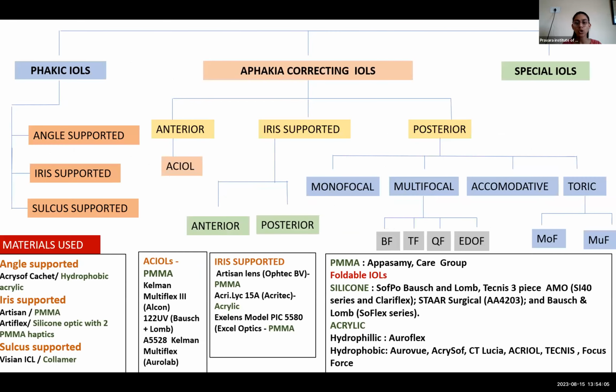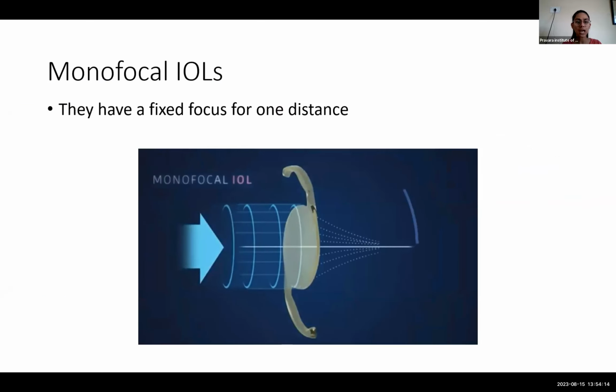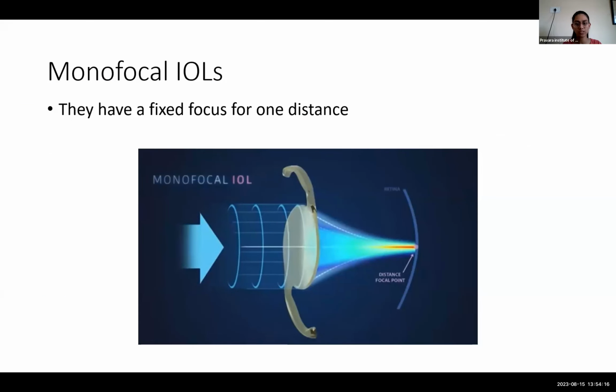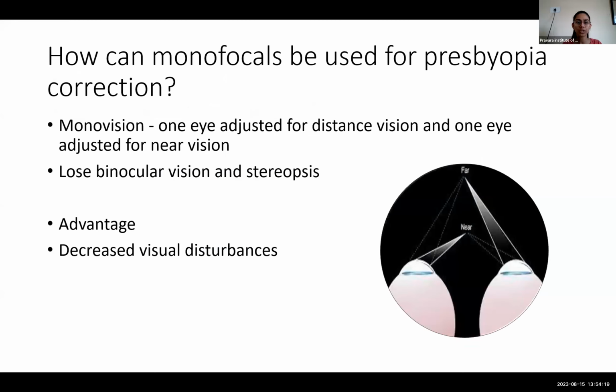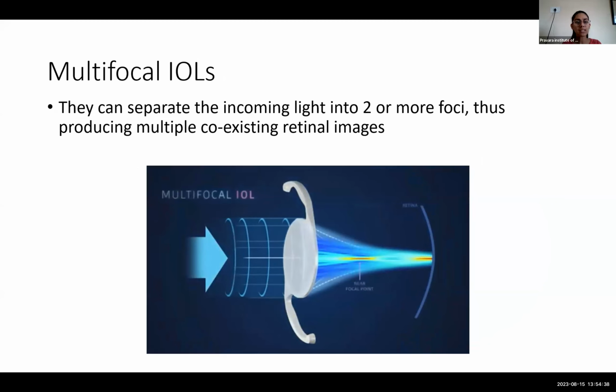Here is a chart that shows us all the IOLs that are available to us, and I will mainly be focusing on posterior aphakia correcting IOLs today. Monofocal IOLs have a fixed focus for one particular distance only. So how do we use them to correct presbyopia? This is by a phenomenon called monovision. Here the dominant eye is adjusted for distance vision and the other eye for near vision. The problem with this is that we lose binocular vision and stereopsis, but its advantage is that the visual disturbances are less.